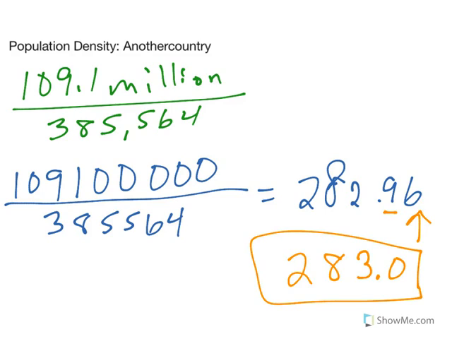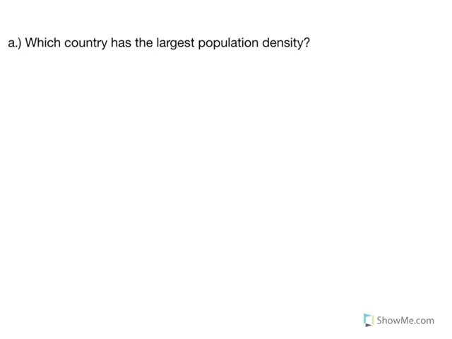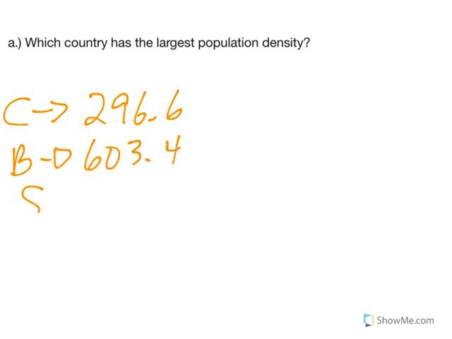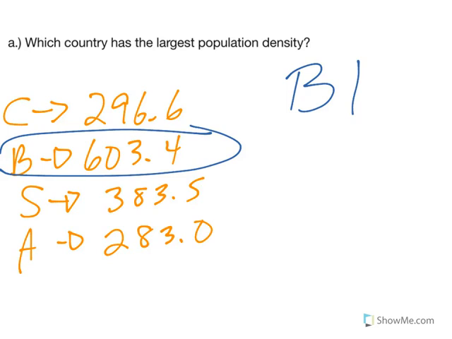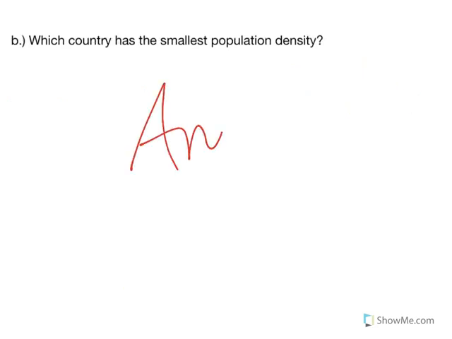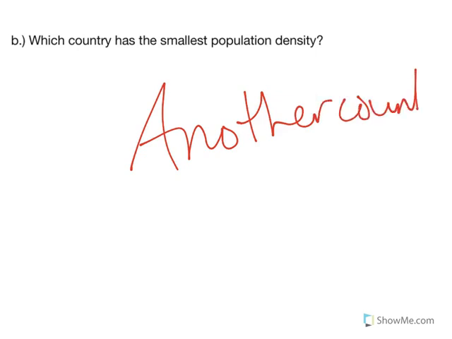Okay, so now we have our population densities, and now we can compare them. So which one was the largest? Well, Countrystan was 296.6. Big Country was 603.4. Small Country was 383.5. And another country was 283.0. So who has the largest? Big Country does. The next question is who has the smallest? Well, the smallest would be another country because they have the smallest population density.